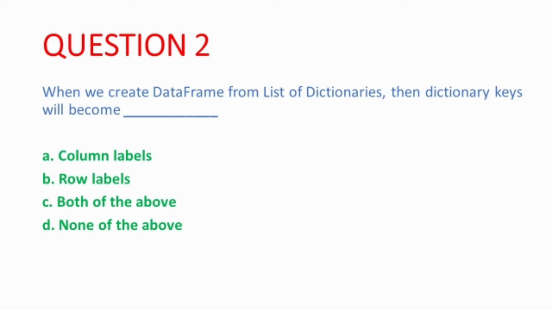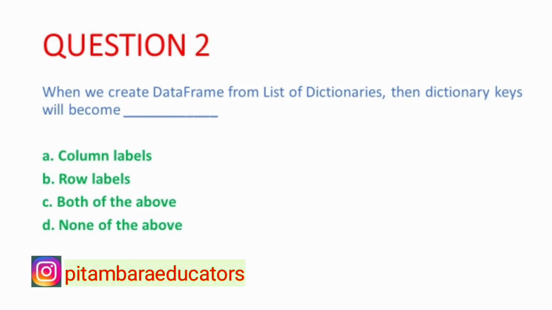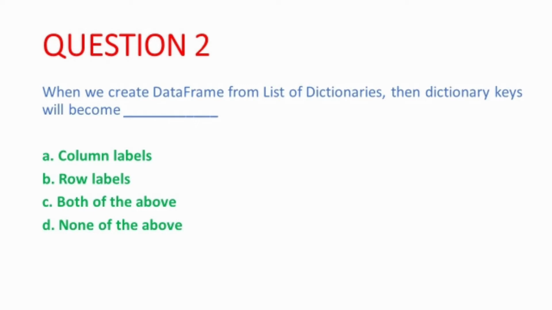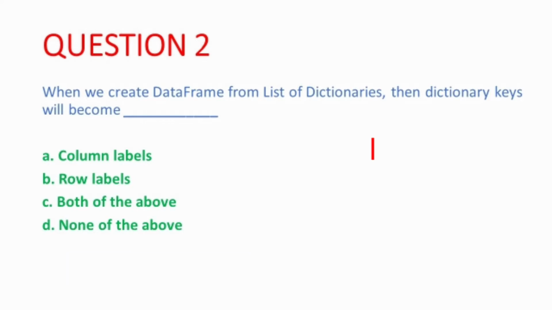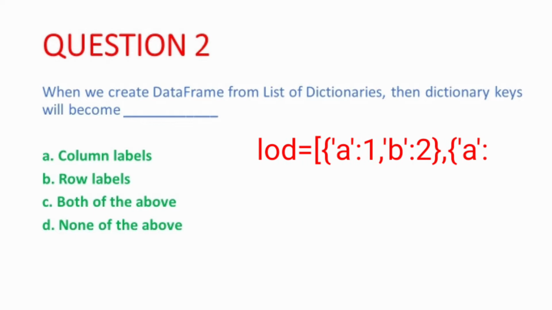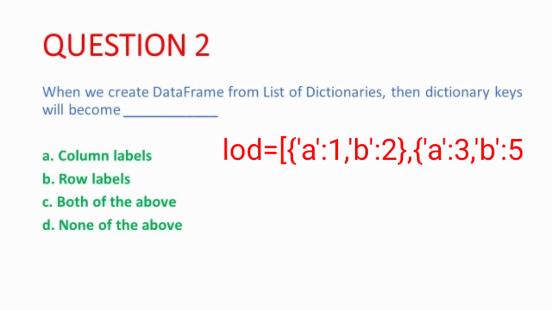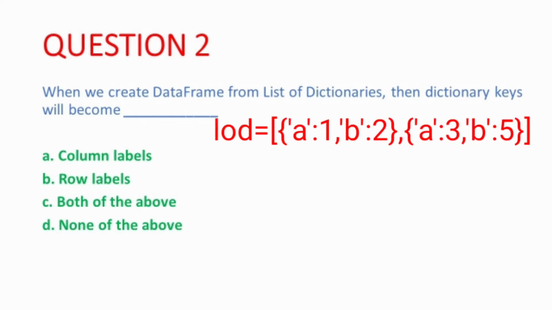Next is, when we create data frame from list of dictionaries, then dictionary keys will become. So what is dictionary? We have studied this in class 11th also. Dictionary is used to store data in form of key value pair. In case you have doubt about the answer, let's discuss the concept. So we create a dictionary, a list of dictionary. That means we have made two dictionaries and made a list of them. So here the keys are A and B keys, in which the data is 1, 2.